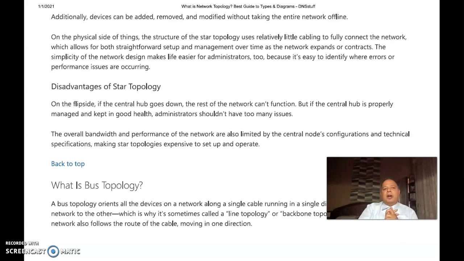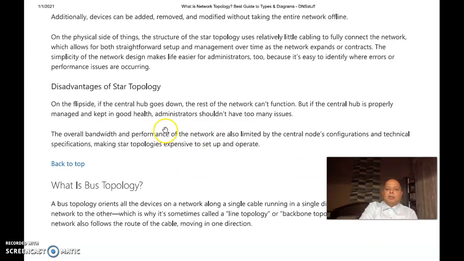Little cabling is required, and therefore it is very easy to set up the network, to manage the network, to troubleshoot the network, and it's very simple for the network administrator, because the network administrator can very easily troubleshoot the network, lay down new devices, add new devices, remove devices, and manage the devices. So all these are the advantages of the star topology.